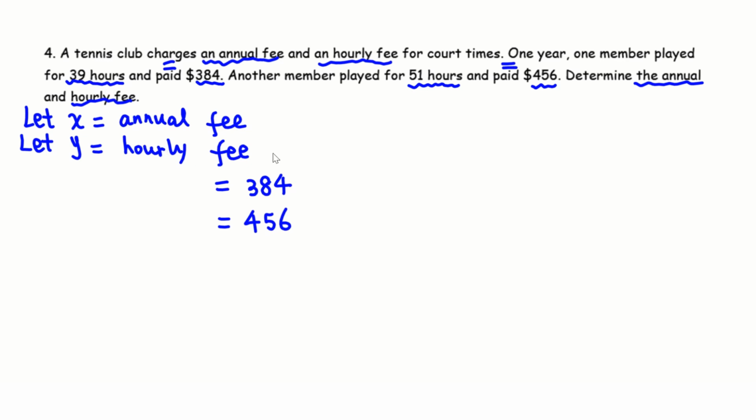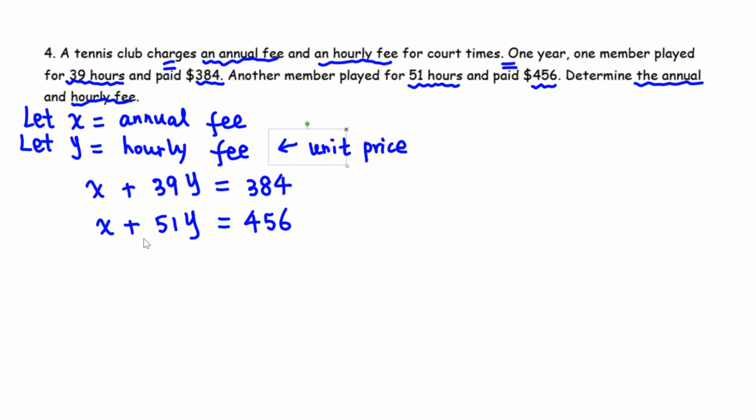This is an hourly fee. It means the unit price is per hour, and the cost will be this hourly fee times hours, which gives you the total cost. So one is 39 hours, so the cost is 39 times y, and another one is 51 hours. 1 hour is y, so it's 51y, and each of them needs to pay the annual fee. Even if they don't play, they need to pay the annual fee. So this is two equations.